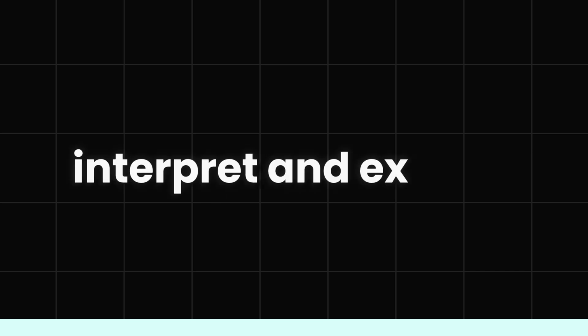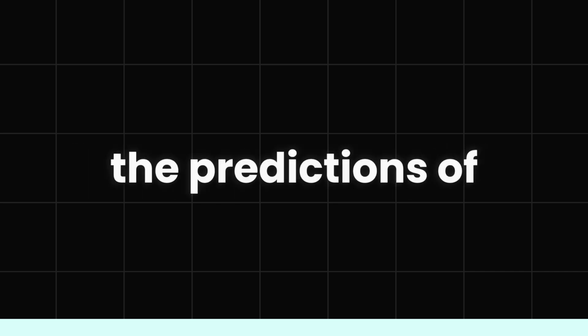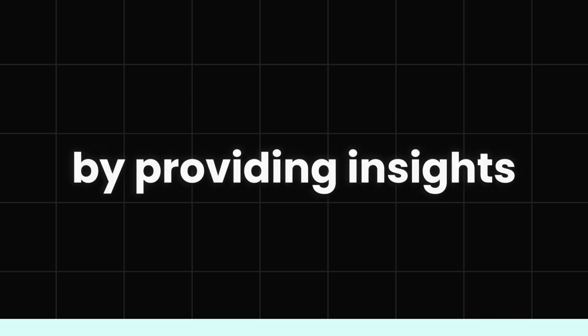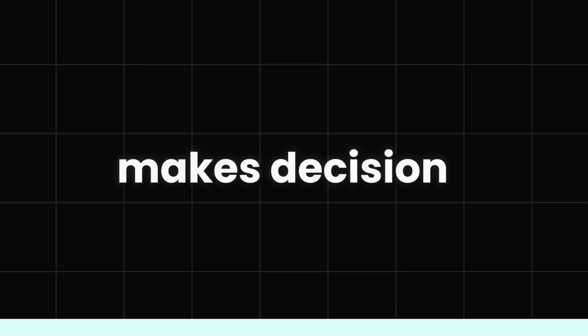And on a side note, I'll explain SHAP and LIME. They are basically used to interpret and explain the predictions of machine learning models. So both SHAP and LIME aim to make complex models more transparent and understandable by providing insights into how the model makes decisions.